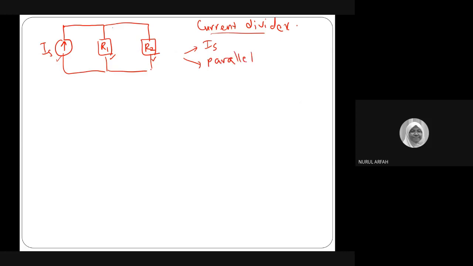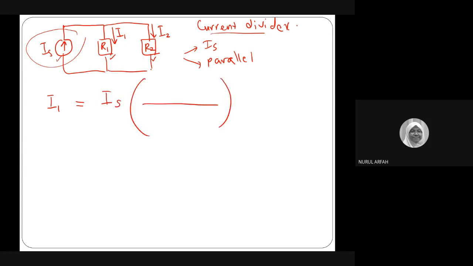And then what you're going to check, the I1 here and I2 here. Okay, so what is I1 equal to? Like the voltage divider, you need the source. So just put the source.